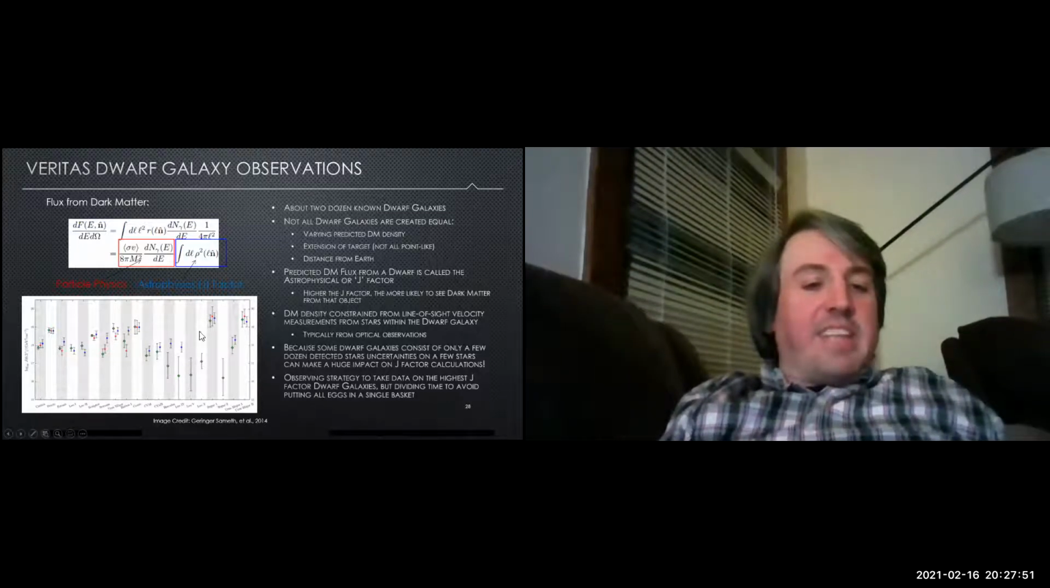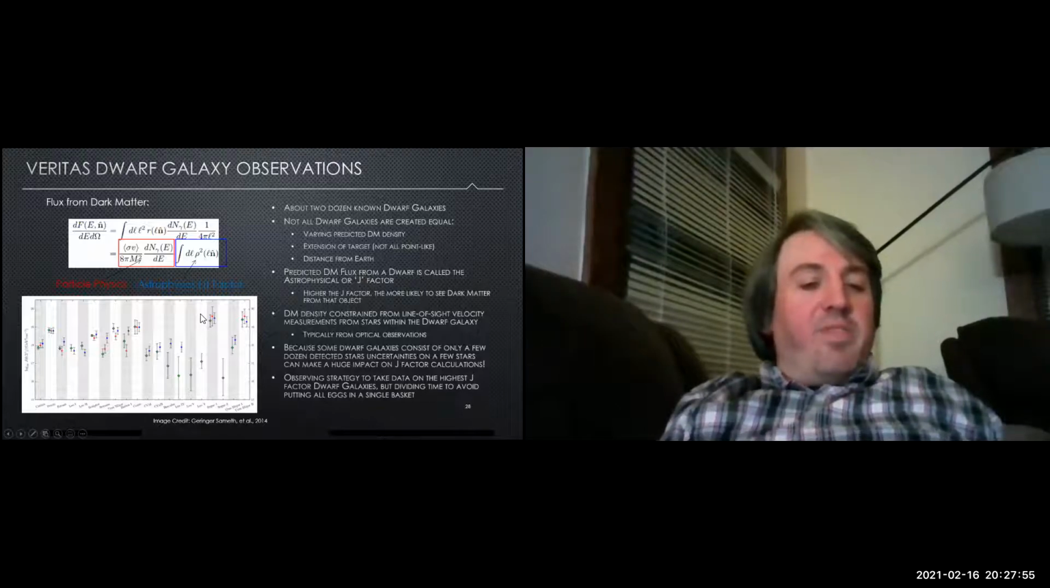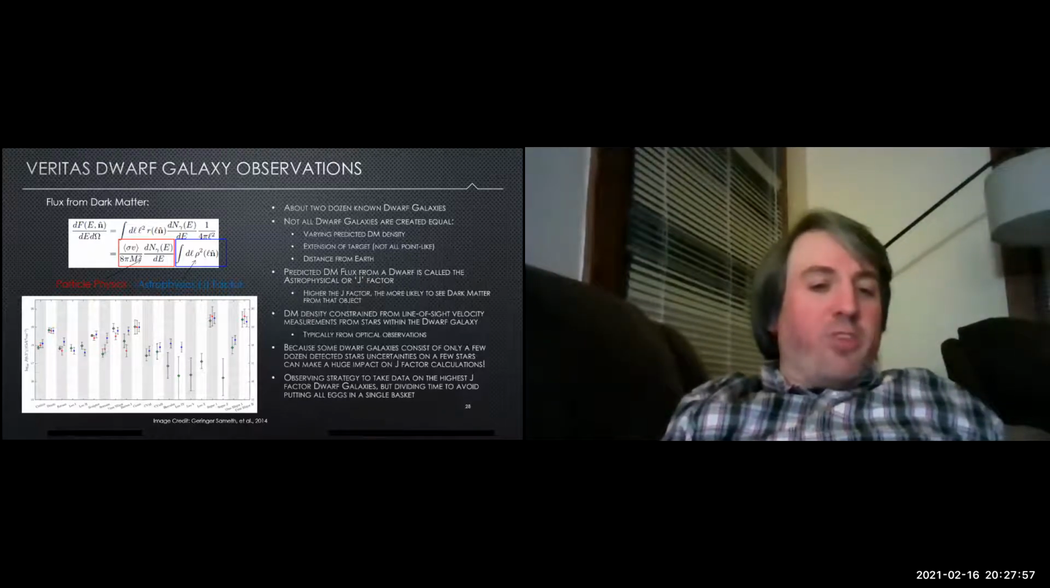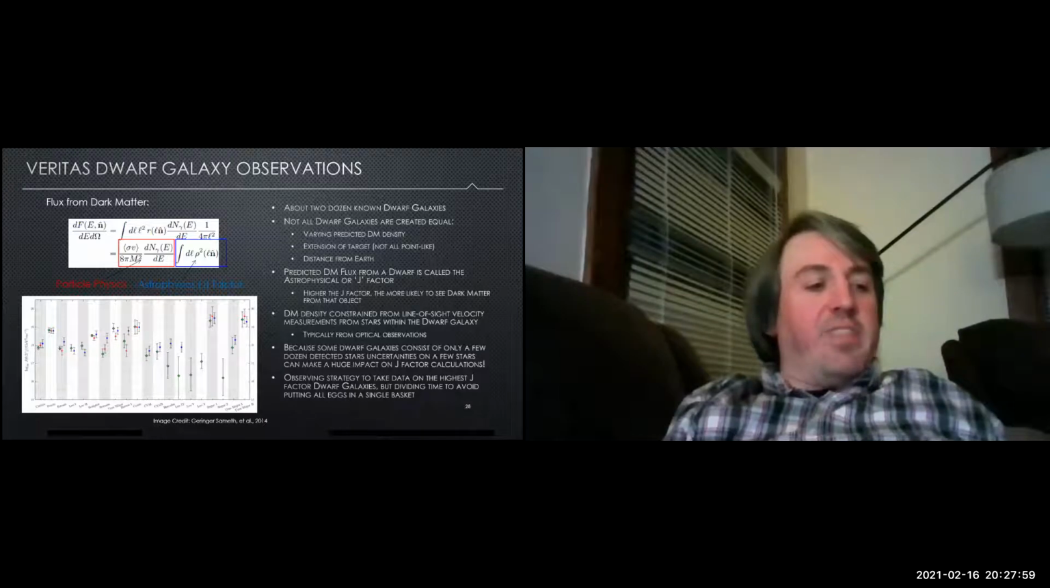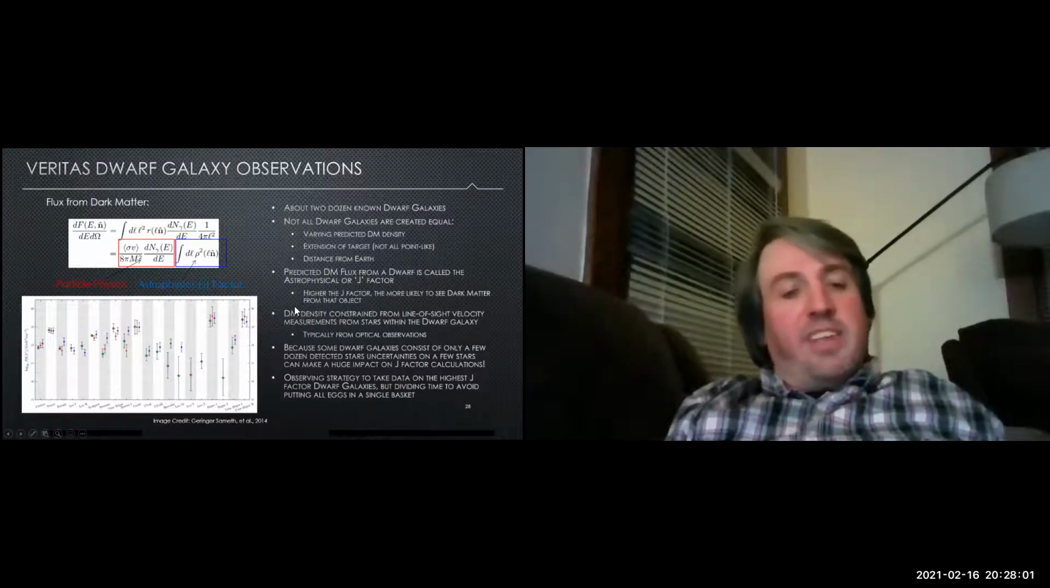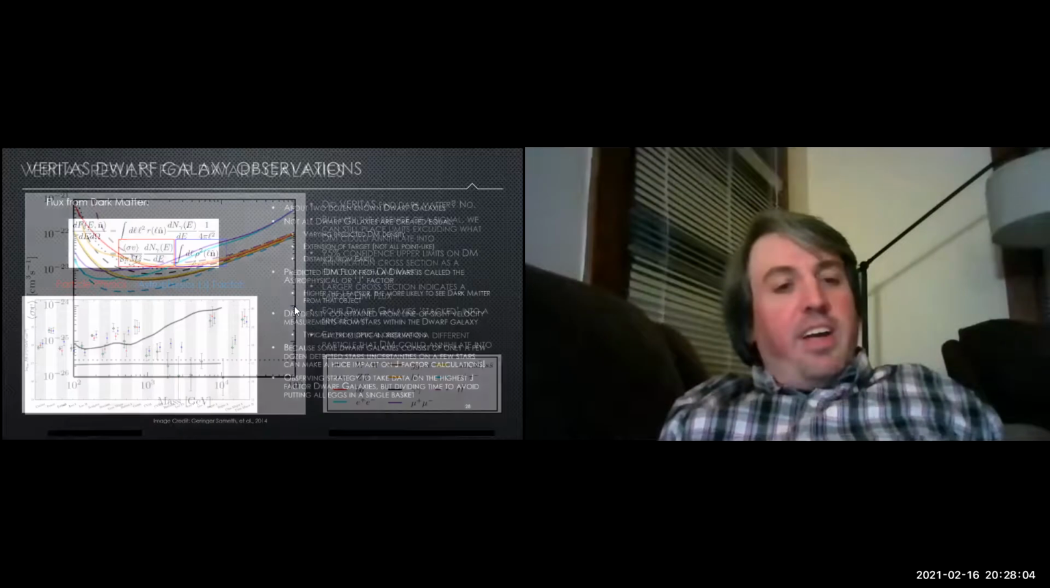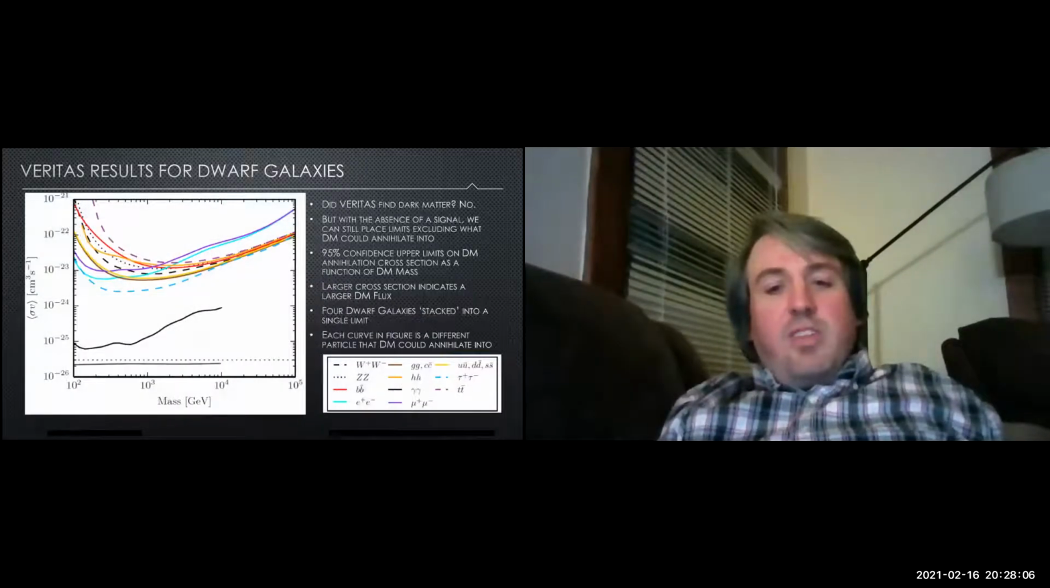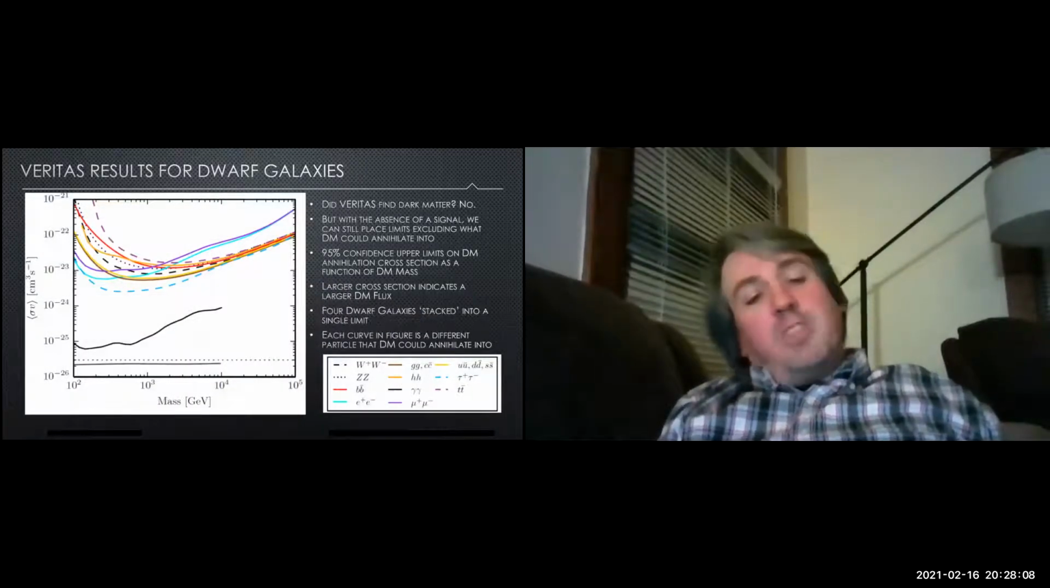The problem is that, depending on which papers and which observations you look at, the J factor could vary by quite a bit, an order of magnitude or more. So, did VERITAS find dark matter? No. Spoilers, no.